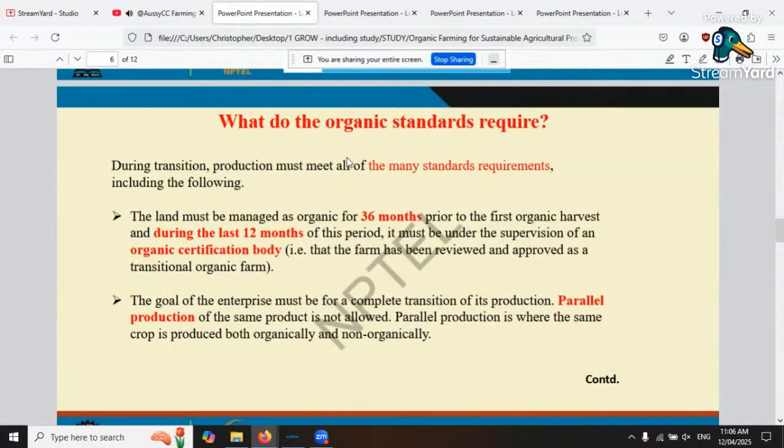What do organic standards require? The land must be managed as organic for 36 months prior to the first organic harvest. And during the last 12 months of the period, it must be under the supervision of an organic certification body that the farm has been reviewed and approved. The goal of the enterprise must be to complete the transition period. Well, to do it in Australia, it takes a few years and it's not cheap. You've got to work with them. You've got to pay for inspections, so they come out and do a couple of inspections a year, and that's in your.